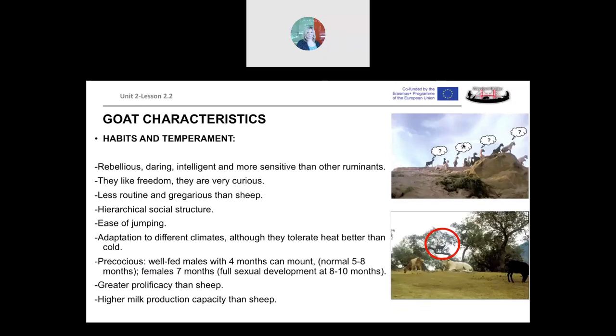They have a good prolificacy, bigger than sheep, and also because of that they have a higher milk production capacity. Usually they can produce per day between 3 to 5 liters, depending on the breed and the production system, but they produce more milk per day than a sheep.